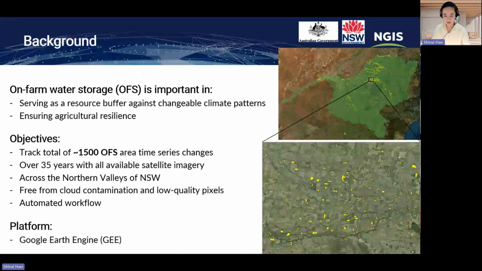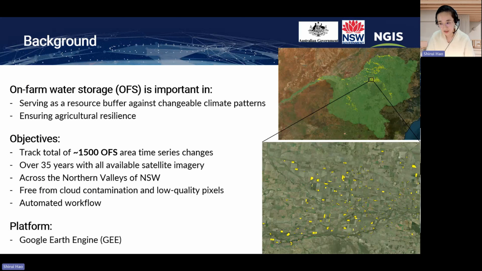So, I'll give some background here. The unfarmed water storage is quite important because it serves as a very vital resource buffering against the changeable climate patterns and also ensures agricultural resilience in water scarcity challenges. Our objective here is to track a total of about 1,500 unfarmed water storage area time series changes over 35 years with all the available optical satellite images that we can find from Google Earth Engine. The region of interest is across the northern valleys of New South Wales.